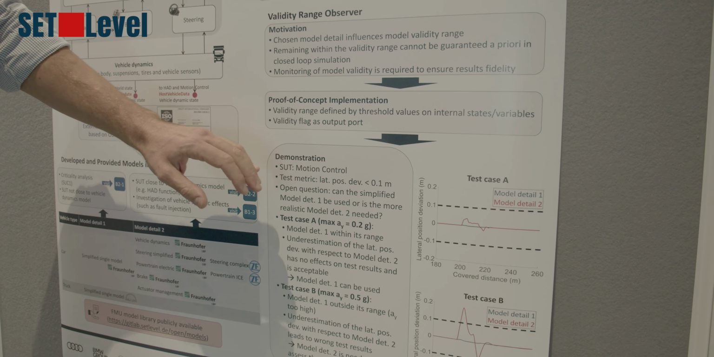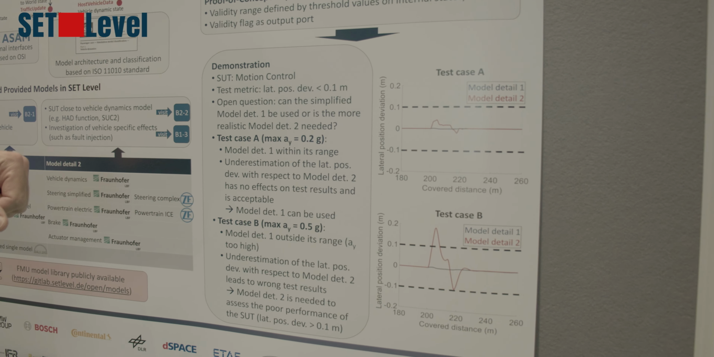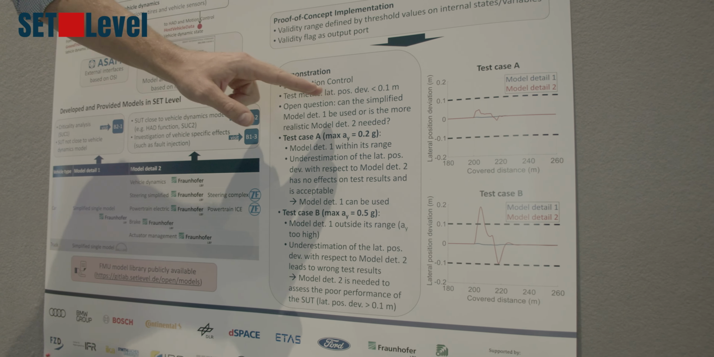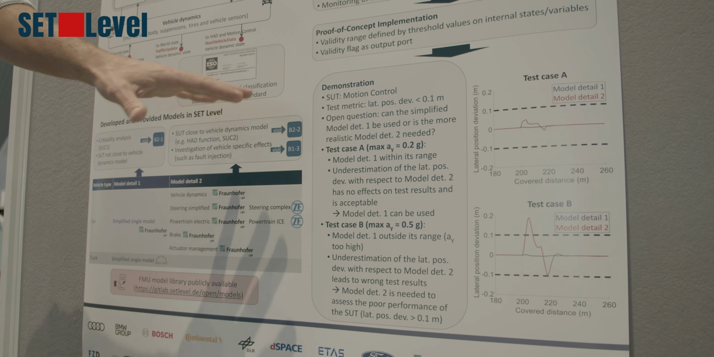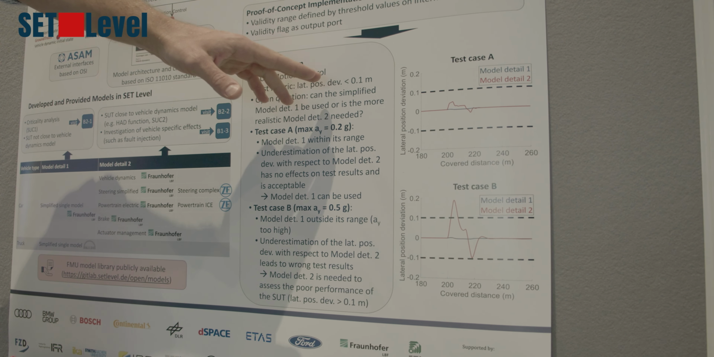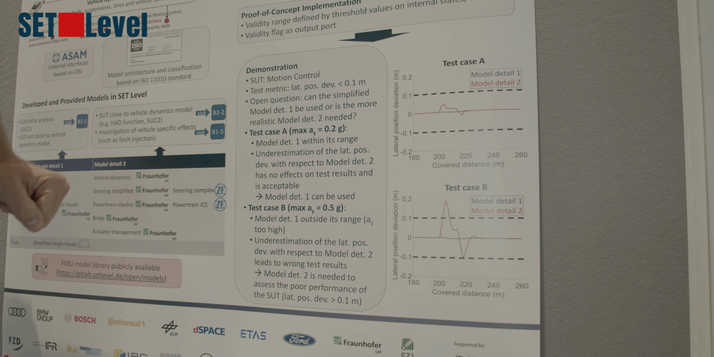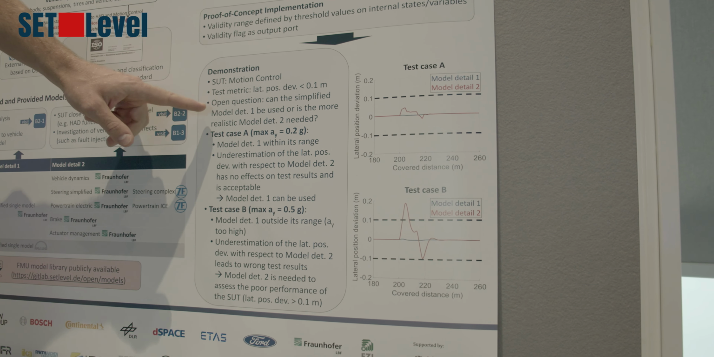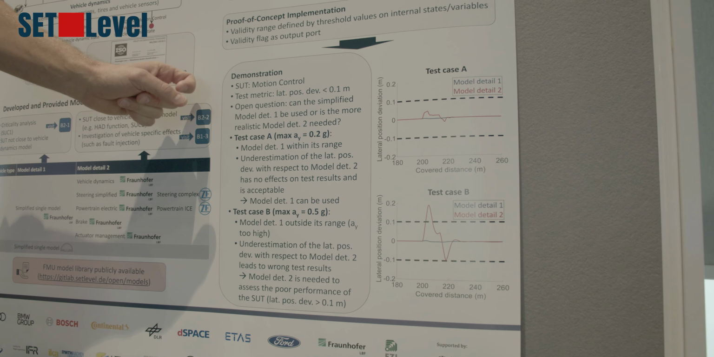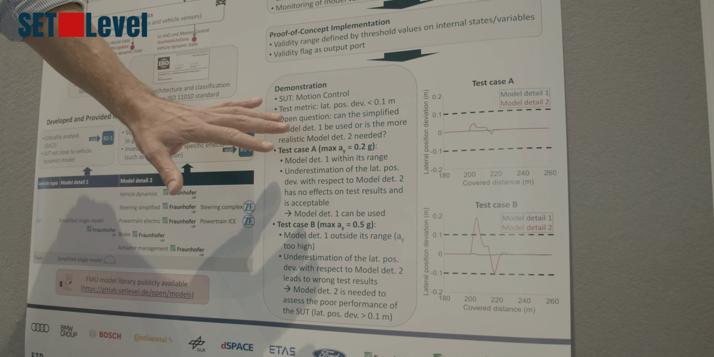We have a system under test, which is the motion control connected to the vehicle dynamics and actuators model. The target of this test is to check whether the lateral position deviation of the car in closed loop with the motion control remains within 0.1 meter. If the lateral position deviation remains within this limit, the motion control function is validated. Otherwise, we have to say the motion control function is not validated. So the question here is, can I use model detail 1 for this test simulation, or do I need to go to the higher-level model detail 2? The answer depends on the dynamics of the test.